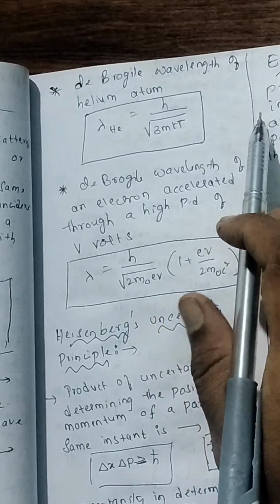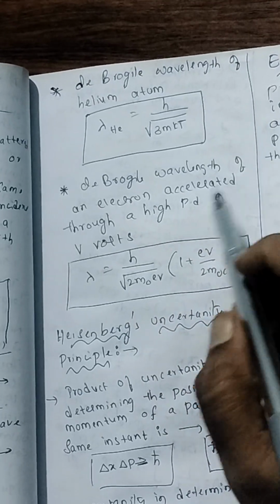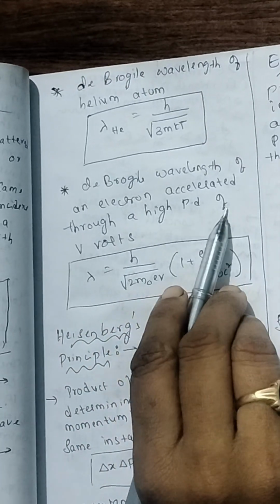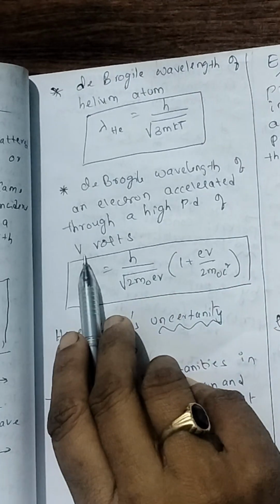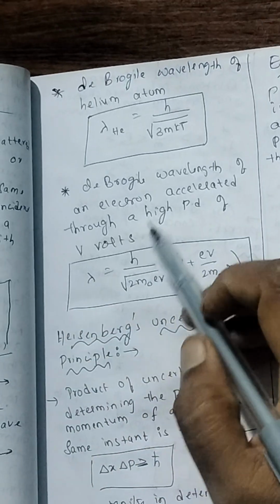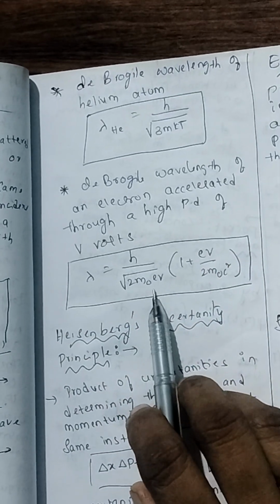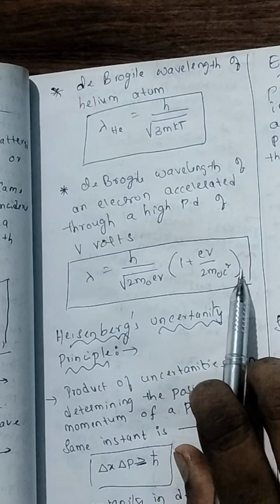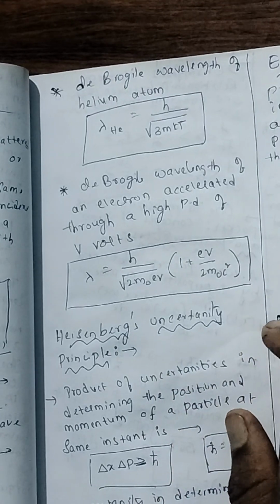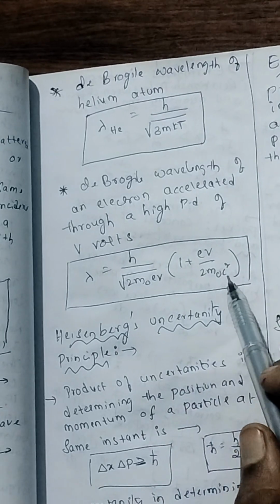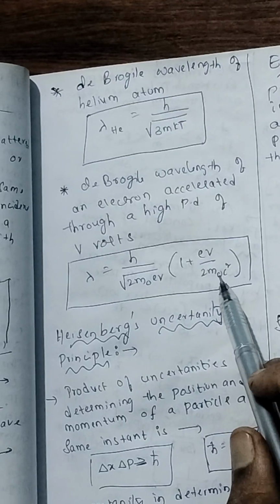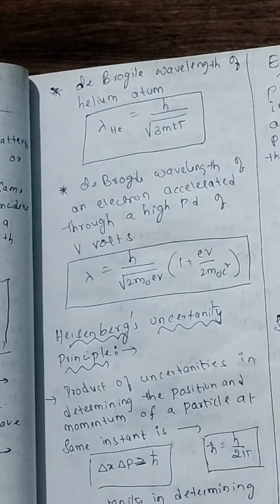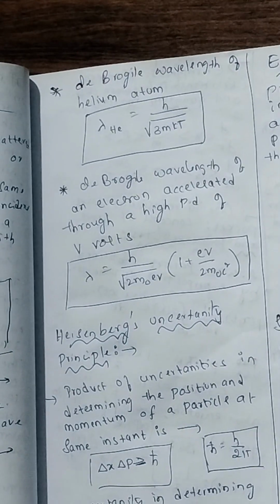Okay. De Broglie wavelength of an electron accelerated through a high potential difference, let us assume that as V volts. That is written as h by under root 2 m naught eV into 1 plus eV by 2 m naught c square. As usual, the terms have their own meanings: c is the velocity of light, m naught the rest mass, e the charge of the particle, V the potential difference, h the Planck's constant.